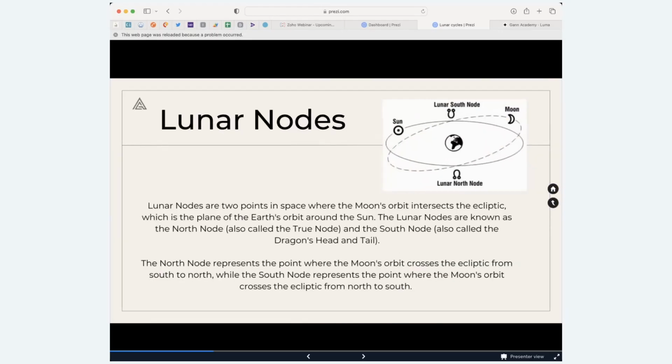So the lunar nodes are supposed to be two points in space where the moon's orbit intersects the orbit of the Earth around the sun. So it is basically the sun and the moon's orbit. They intersect at particular points. Okay, so here if you see, these are the intersection points. So these are supposed to be the nodes.